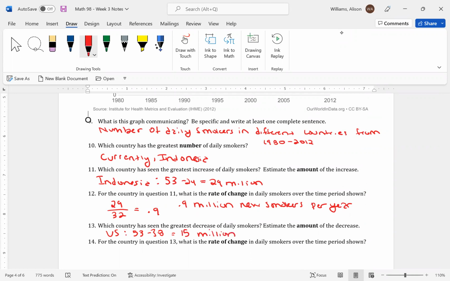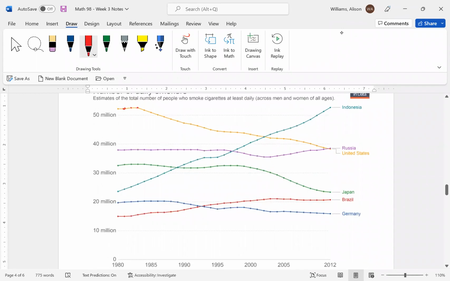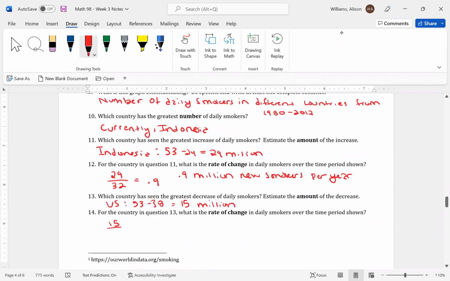And for this country, what is the rate of change in that period of time? So we'll take our 15. And in this case, we said it was from 1983 to 2012. So let me subtract those two. 1983 to 2012 is a difference of 29 years. So 15 divided by 29 comes out to 0.5. Now we're talking about a decrease. So 0.5 million decrease per year.